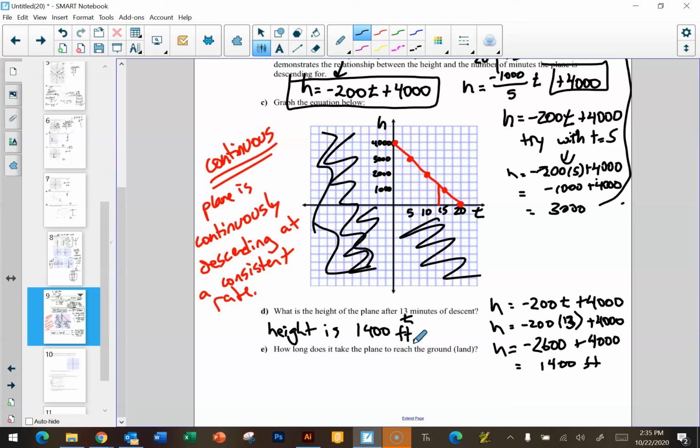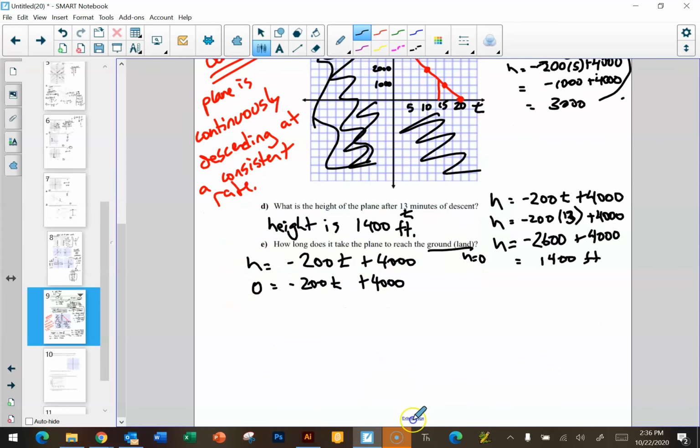How long does it take the plane to reach the ground? You could do the equation, or you can just look at the chart and say 20 minutes. I know it's 20 minutes, but let's plug it in anyway, okay? So h equals negative 200t plus 4,000. So in order for the plane to be on the ground, that's a height, right? So height equals 0. So 0 equals negative 200t plus 4,000.